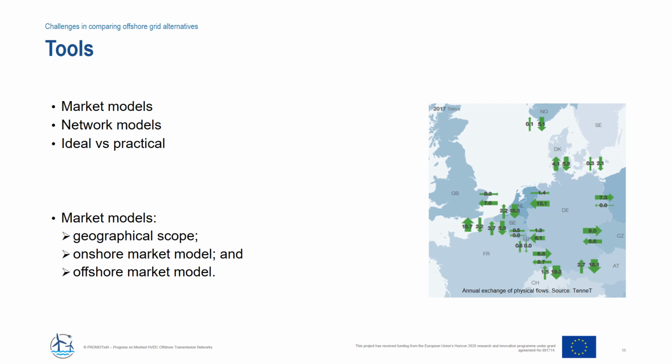Tools are important to quantify and monetize the costs and benefits. Network models evaluate the behavior of physical network flows and can help to quantify, for example, benefits connected with grid losses, adequacy, and security. Market models are required to quantify socio-economic welfare and also RES integration and CO2 variations. Three main aspects have to be decided upon in building the market model for the CBA execution. That is the geographical scope of the analysis, the scope of the onshore market model, and the scope of the offshore market model.